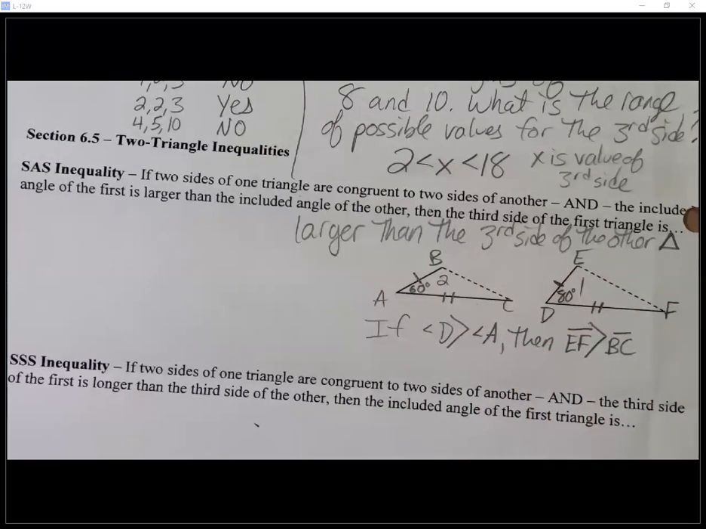Does that make sense? You can kind of visualize it too. If you know you have two sides that are the same, right? And I open them up at different angle measurements. Of course, if I have a bigger angle measurement there, the third side's got to be bigger than if I close that and I made it a smaller angle. All right, we're okay there? Ish? Yeah? All right, let's look at side, side, side inequality.